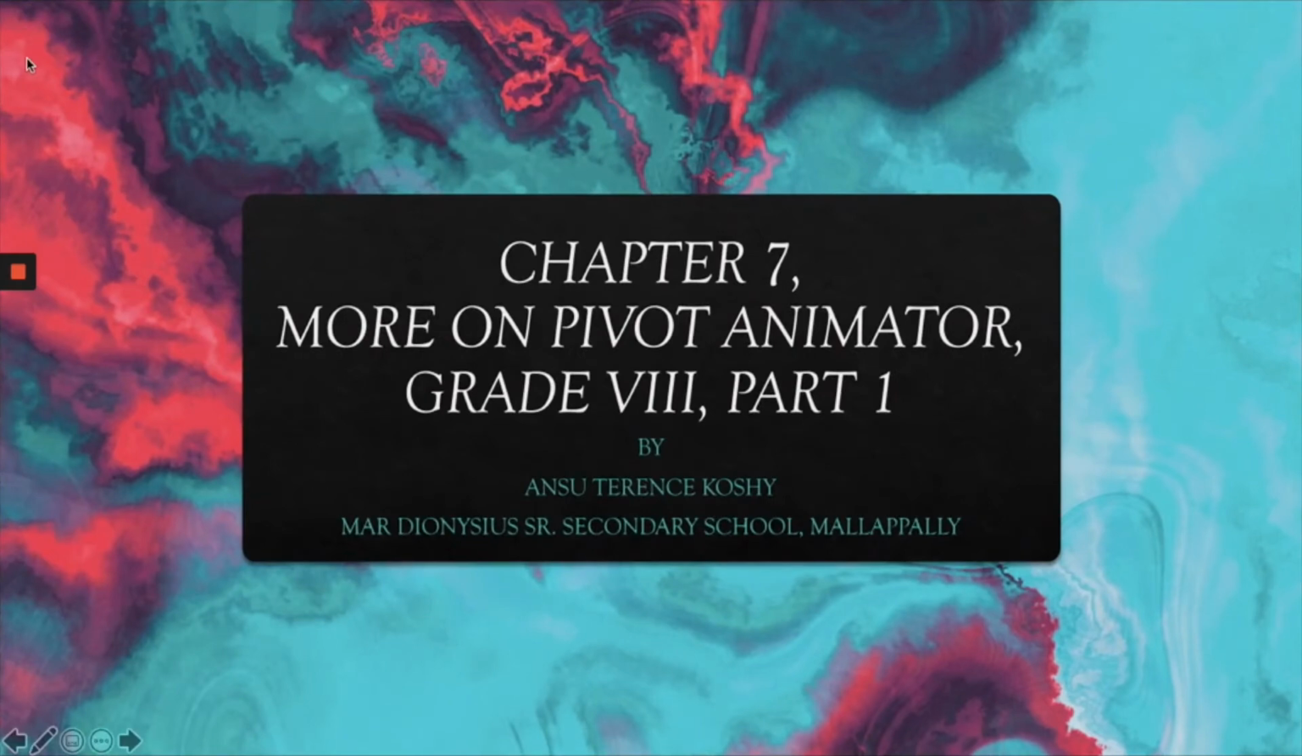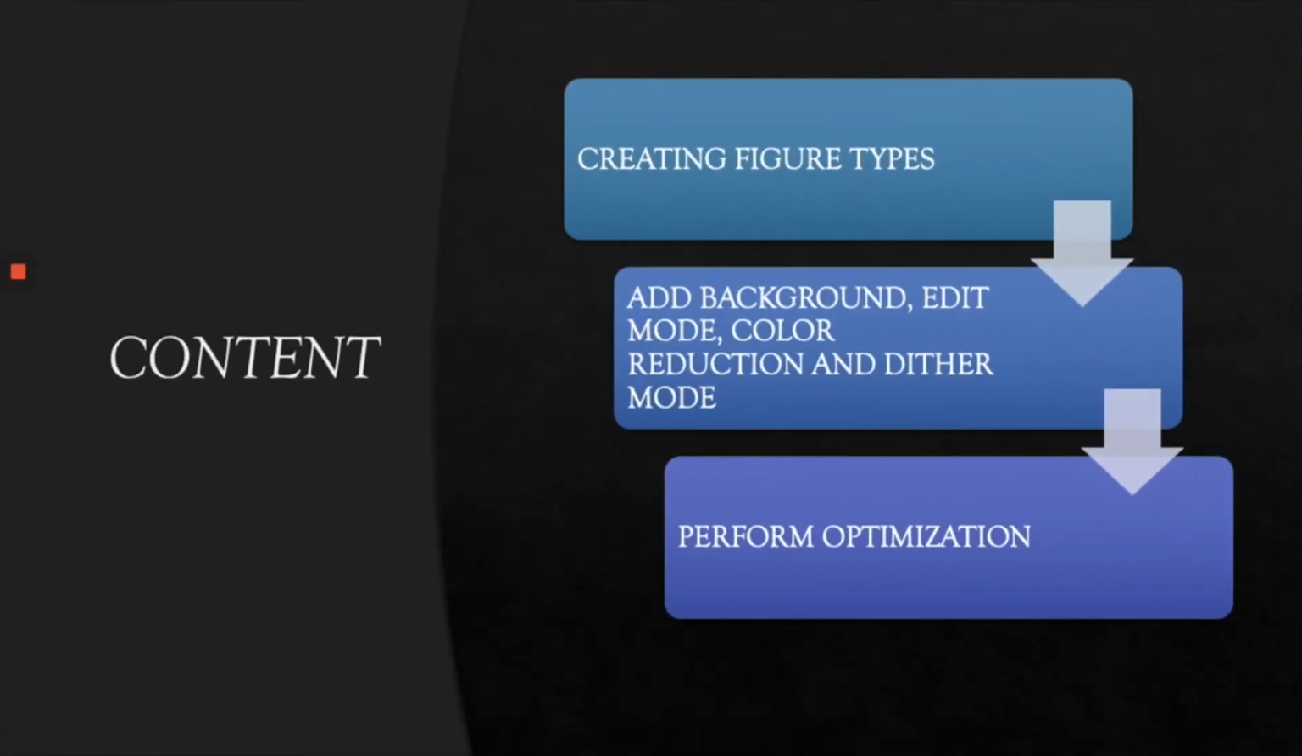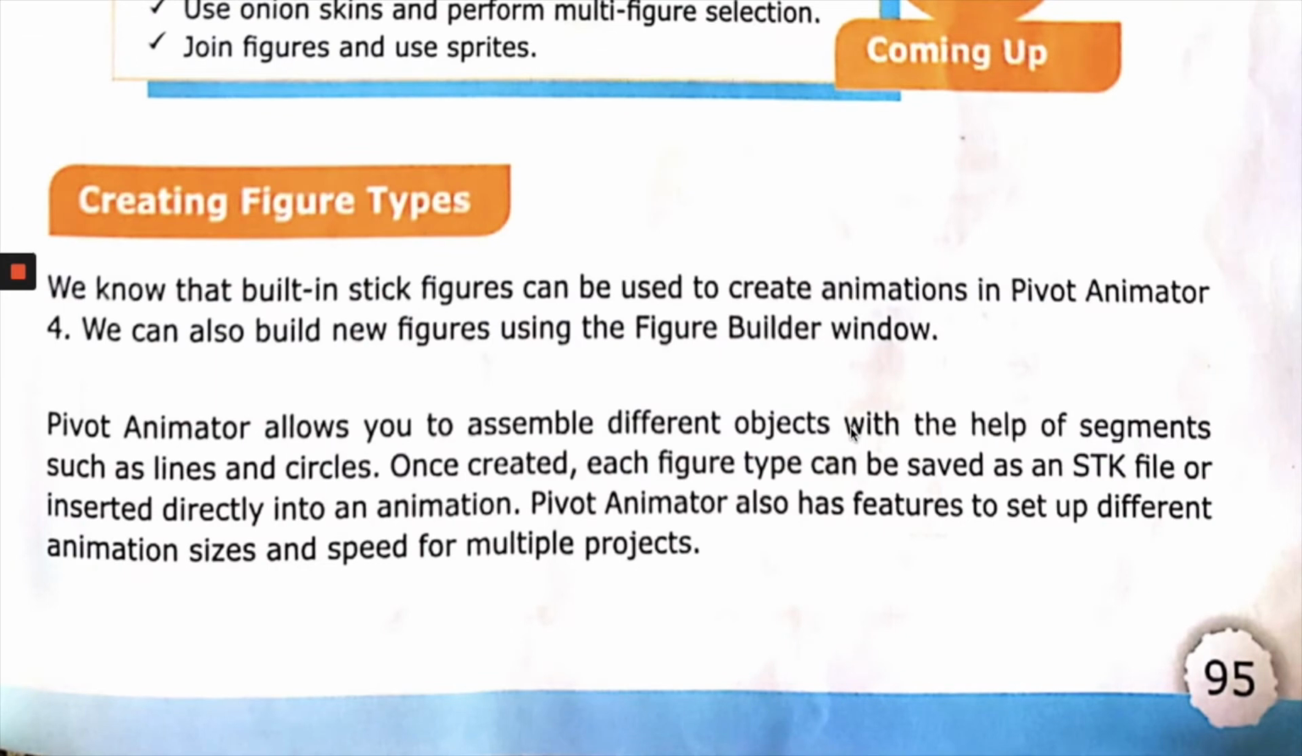This is Ansu here. This time we will be seeing the first part of chapter 7, more on Pivot Animator. Today we will be discussing three contents. They are creating figure types, add background, edit mode, color reduction and dither mode, and perform optimization. Let's start with creating figure types.